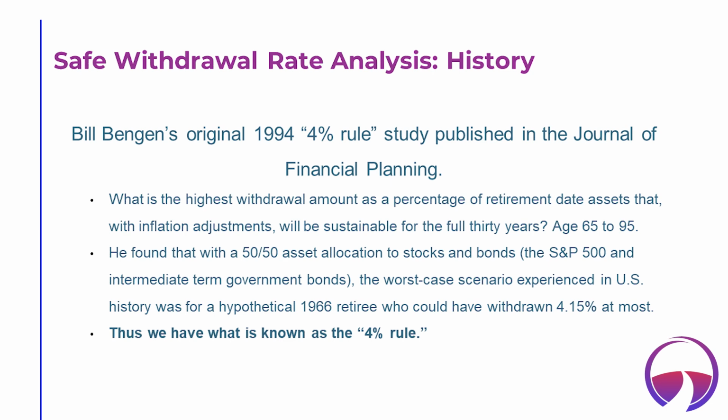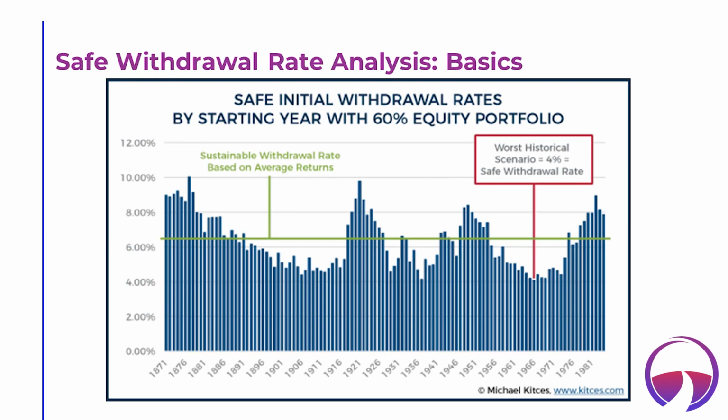He found that with a 50-50 asset allocation to stocks using the S&P 500, and a 50% allocation to intermediate-term government bonds, the worst-case scenario experienced in the U.S. history was for a hypothetical 1966 retiree who could have withdrawn at maximum 4.15%. Thus, we have what is known as the 4% rule. Here's a great chart showing that research.